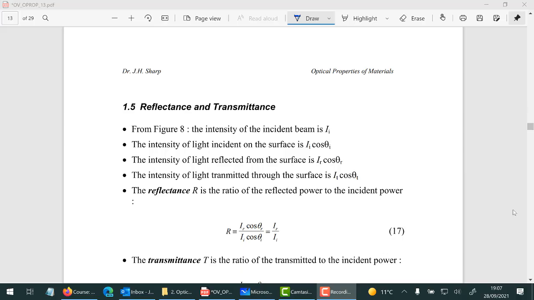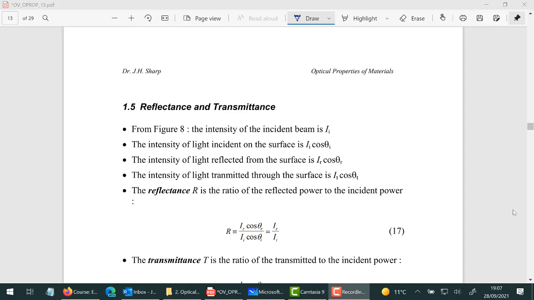In the last section, we saw that we can work out the ratio of the reflected amplitude as compared to the incident amplitude for the wave as it hits the surface and gets bounced off and reflected. And we can do the same thing for the transmitted. But in the real world, we don't measure the amplitude of a particular wave, certainly not in the visible spectrum where it's oscillating at 10 to the 14, 10 to the 15 hertz.